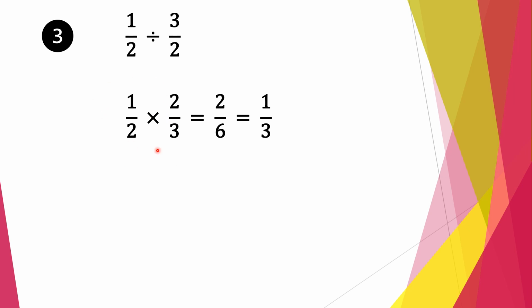And now we go multiplication, which we times the numerator first, and then the denominators. So 1 times 2 is 2, and 2 times 3 is 6. Top and bottom is divisible by 2, so 2 goes into 2 once, and 6 goes into 2 3 times. So the solution is 1/3.